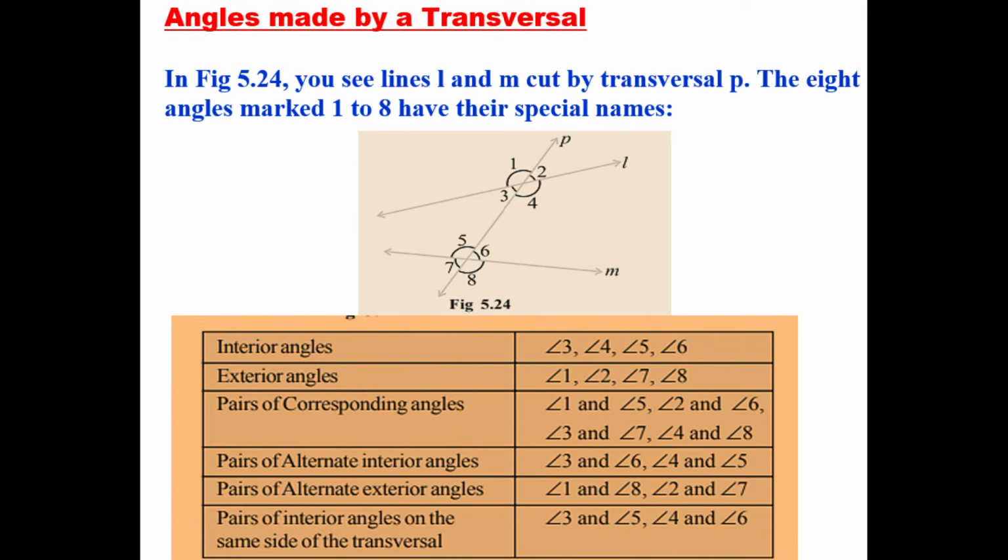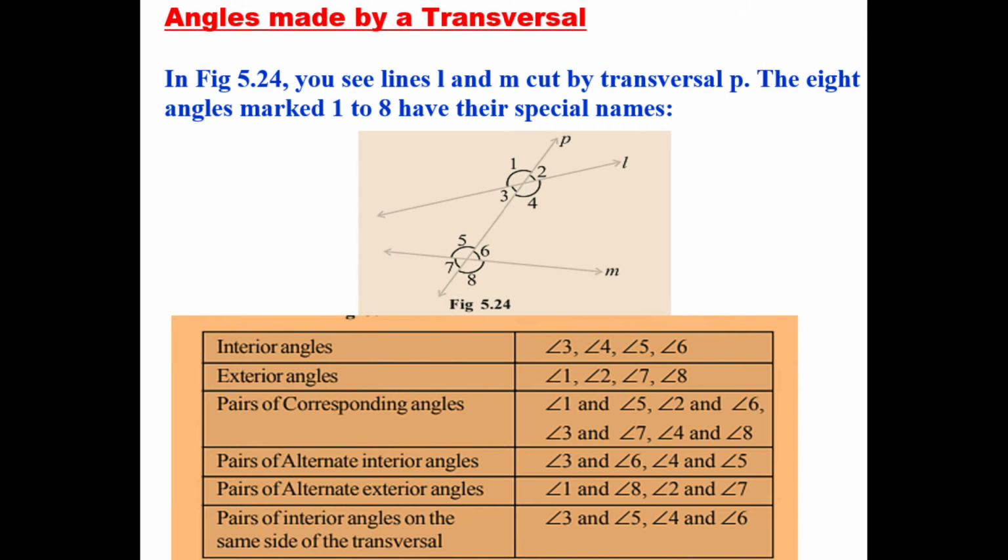Here you can find out interior angles. You see the tabular column. Interior angles are 3, 4, 5, 6, that is inside the lines. Easily you can observe these 4 angles are inside the lines, so they are called interior angles. Next you come to exterior angles, 1, 2, 7, 8. These 4 angles are called exterior angles, that is outside of L and M.